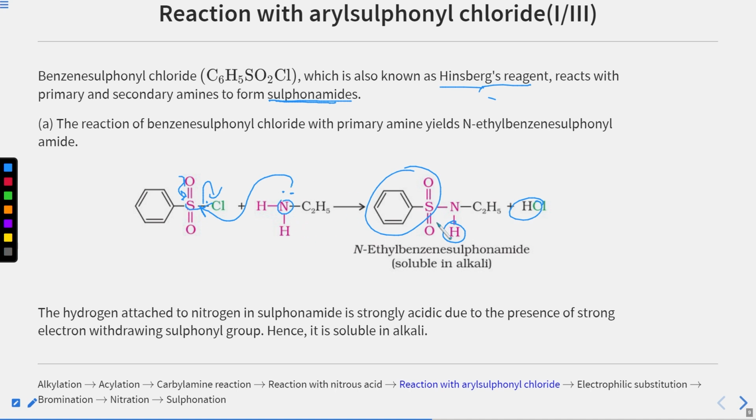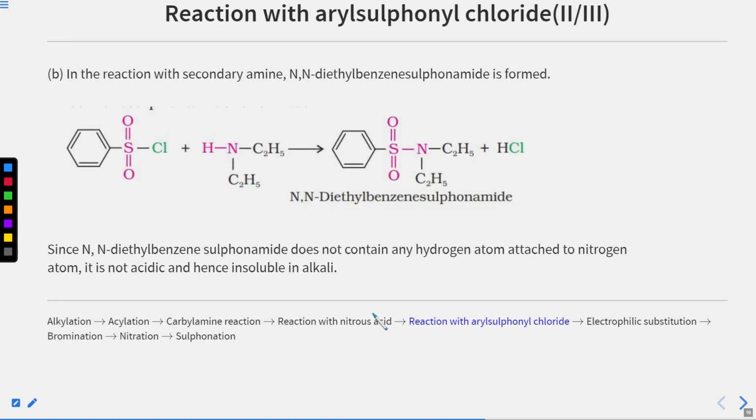Now since this hydrogen that is present here is very acidic in nature, if you dissolve it in an alkali solution, that is basic in nature, then it will deprotonate the H and it will be solvated in that solvent. So this is the one point. So if you treat it with the primary amine.